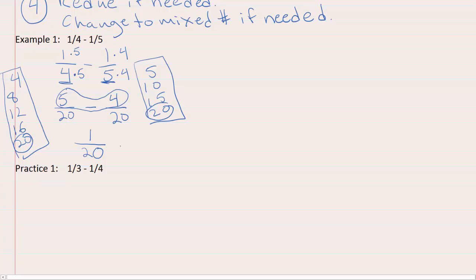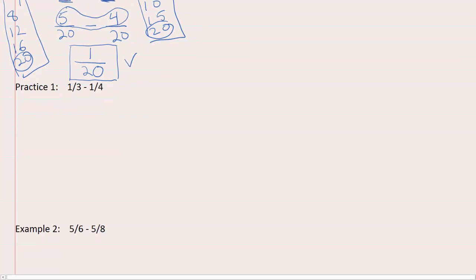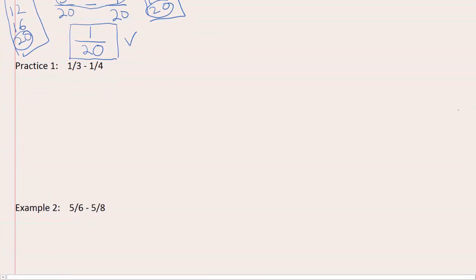So now we've got 1 20th, and 1 isn't divisible by anything, so I'm definitely not going to be able to reduce this. And this is a lot smaller than 1, so I'm not going to be able to change it into a mixed number. So now I know that this is my final answer. Now I have a practice that I would like you to go ahead and try on your own. So please pause this video and try this problem before we walk through it together.